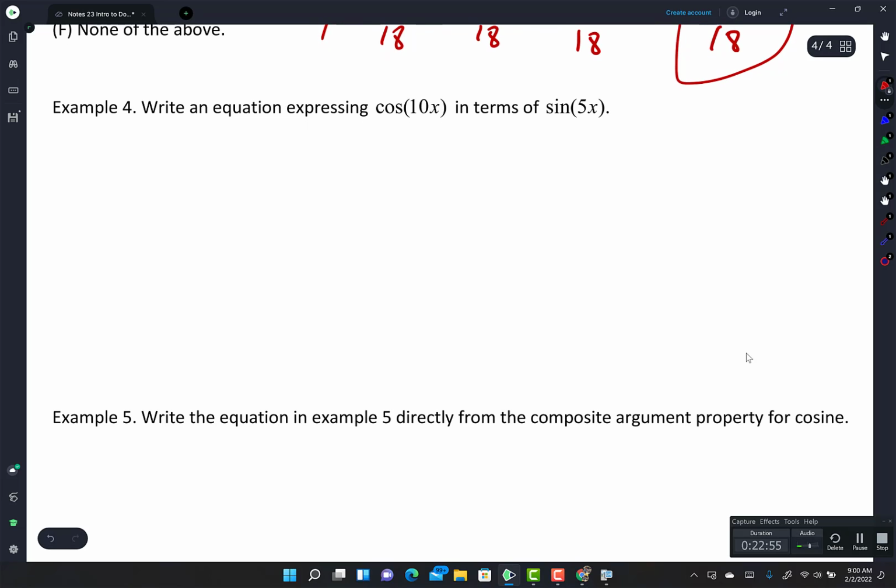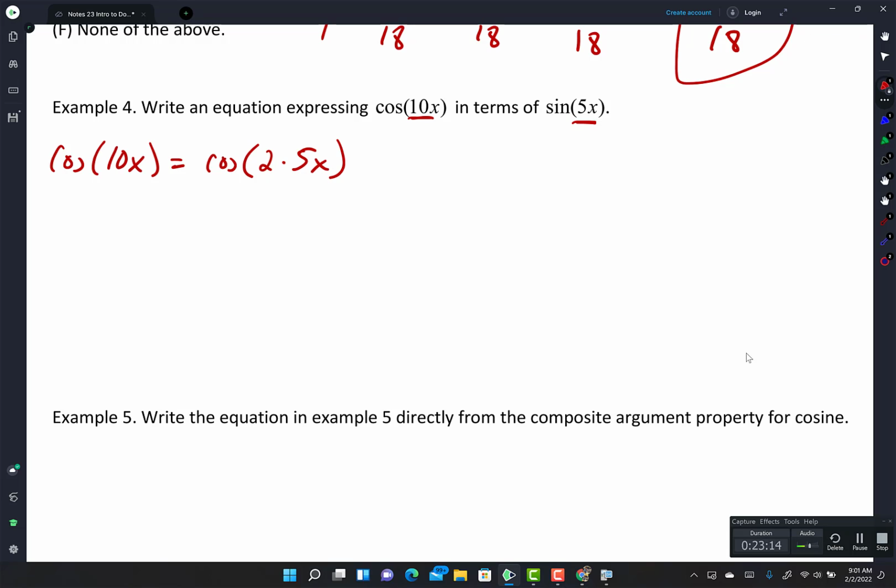Write an equation expressing cosine 10x in terms of sine 5x. Okay, so do you agree that 10x is double the 5x? Yeah. So that's what I'm going to do. I'm going to write cosine 10x is the same thing as just double, so cosine of 2 times 5x. Are we okay?